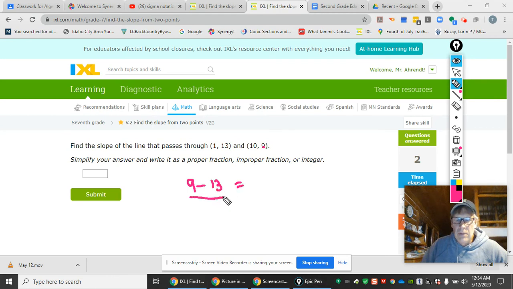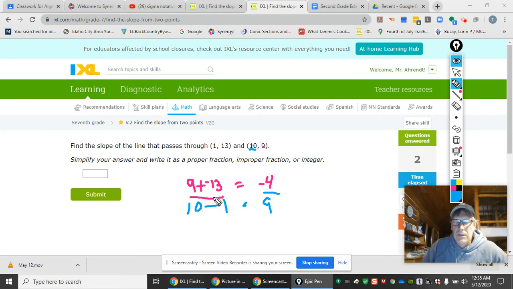And then if I take 9 and I back up to 13, if you have to, keep, change, flip. If you do that, you're going to get negative 4. All right, let's switch to my x now. I'm going to take my second x. Always start with your second one. That's 10. And I'm going to subtract 1 again. Well, we already did that. 10 minus 1, that's 9.